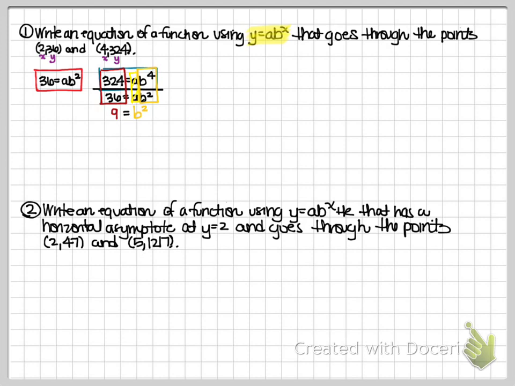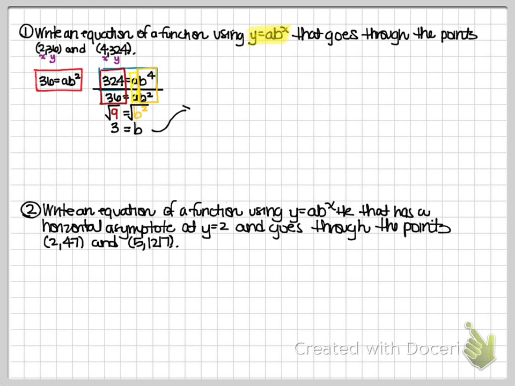To get rid of the squared, I would square root. Remember that this is an exponential equation, so no plus or minus on this. We only want bases that are positive. So I think our b is just 3. Now, go back to the original equations. Pick the one that you like the best. I like the 36 because it's just smaller.